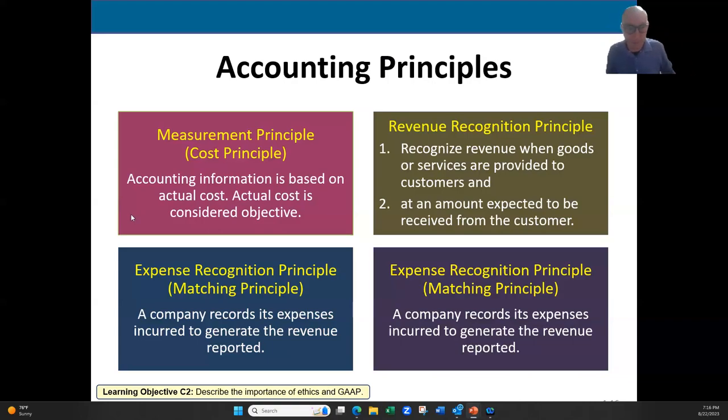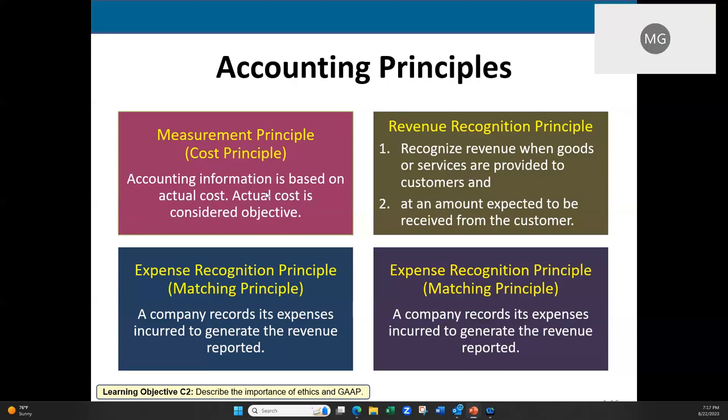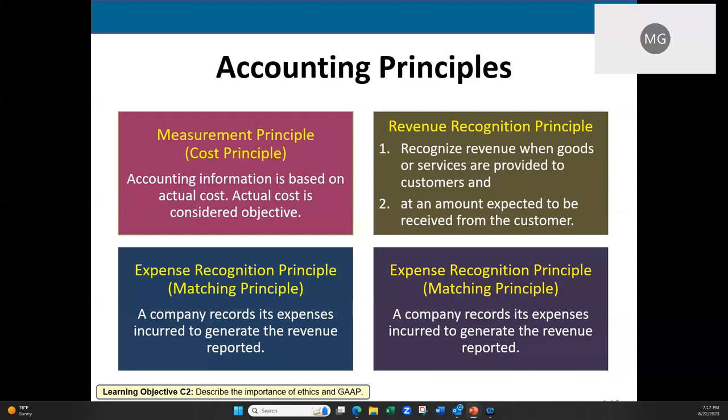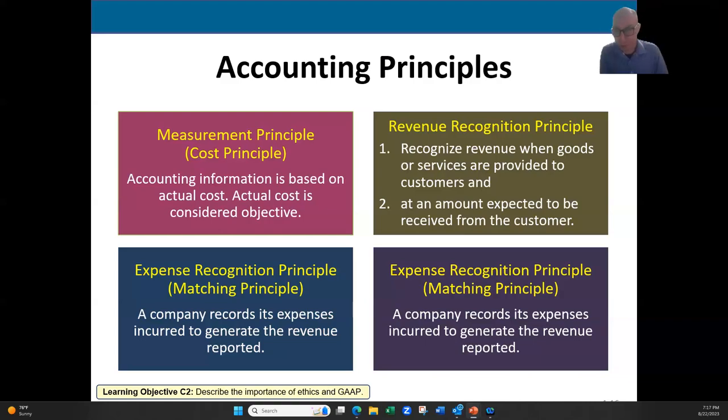Okay, I got Michelle. Michelle, what's up? Is that essentially what the quarterly earnings reports are that the stock market is looking for all the time? Correct. That's correct, Michelle. Absolutely.